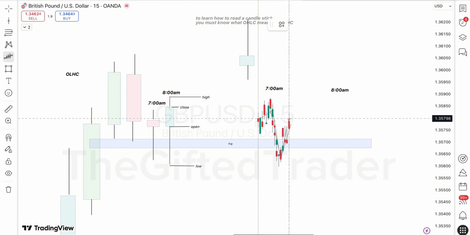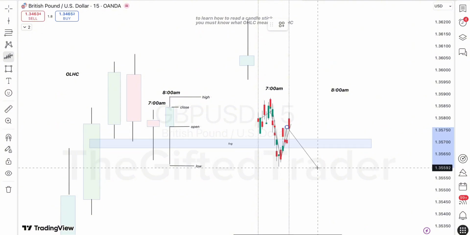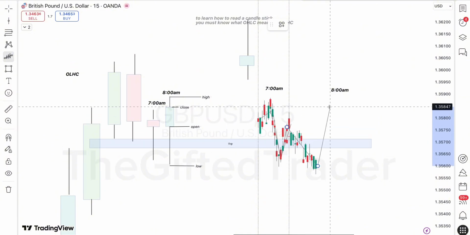This time right here is the 8 a.m. time. That is this candlestick. When price opened, that is around here. You can see the line here. When price opened, it sold down. Let's say it sold down here. Upon selling, it then went back up here to this high, then closed here.